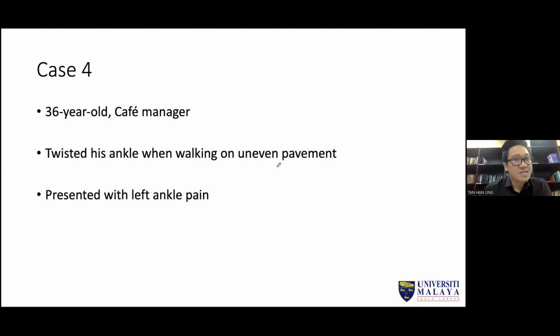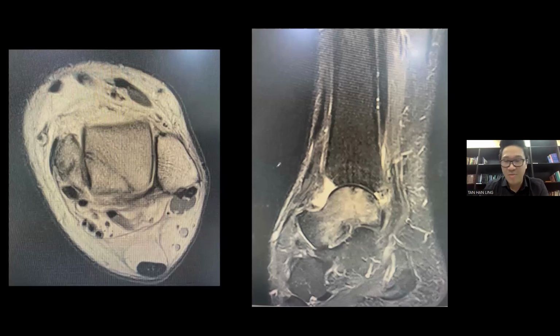This case number 4 is slightly different and slightly, should I say, more severe. So this is a 36-year-old cafe manager. He twisted his ankle while walking on uneven pavement and presented with left ankle pain. Initially, this patient went to a normal clinic, had an X-ray done, and was told there's no fracture, but roughly 1 week into the situation, the patient was still having pain exactly at the ankle. So the patient came to us, and this is the MRI of the patient.